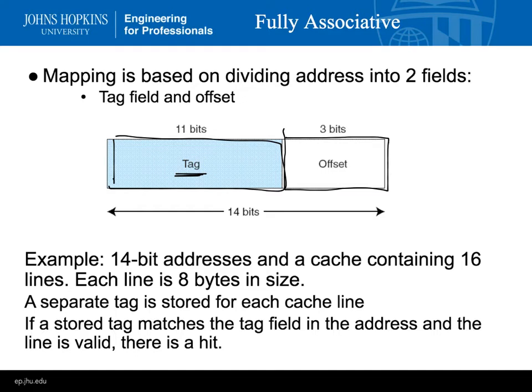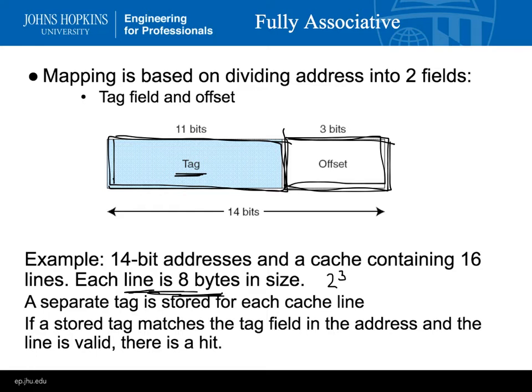So if we have 14-bit addresses, so this 14 bits describes the address in main memory of a byte, and we have a cache that contains 16 lines, and each line is 8 bytes. So that's the same as a block, remember? So the size of a block or a line is 2 to the 3. So the offset in the block is going to be 3 bits. And then the rest of the address is going to be called the tag, or the block number.